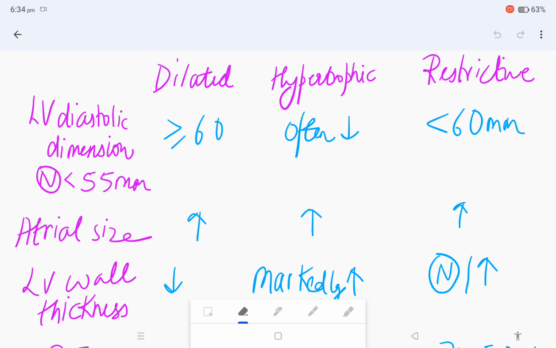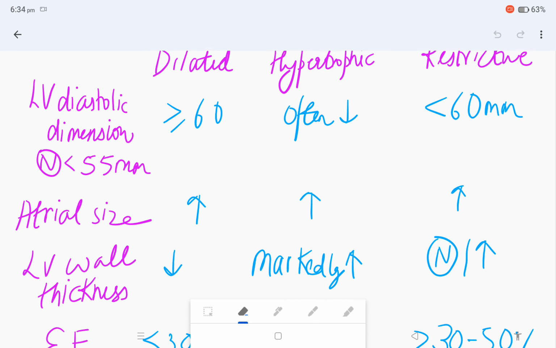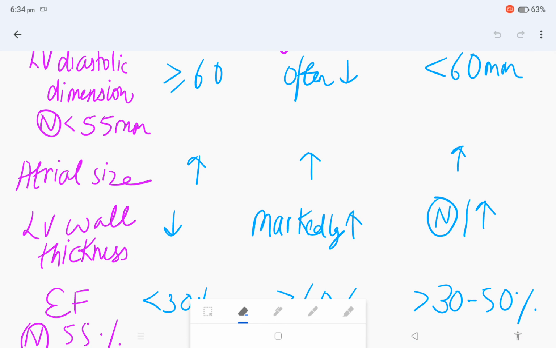Then atrial size. Atrial size is increased in the dilated cardiomyopathy, increased in the hypertrophic and restrictive. Atrial size is increased in all the three, while ventricular dimension is increased in dilated cardiomyopathy. Then LV wall thickness. What we need to remember is it is markedly increased in hypertrophic cardiomyopathy, decreased in dilated and normal to increased in the restrictive type.